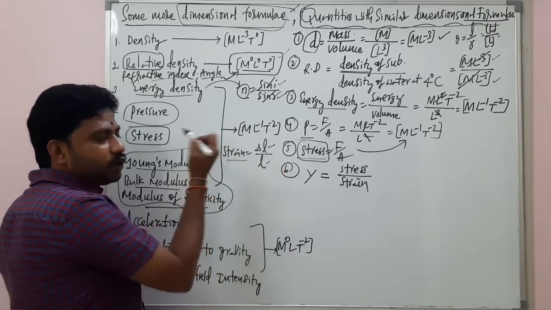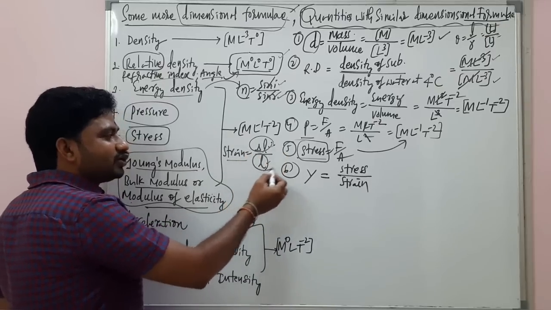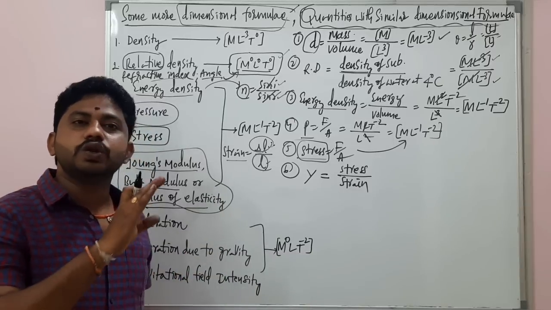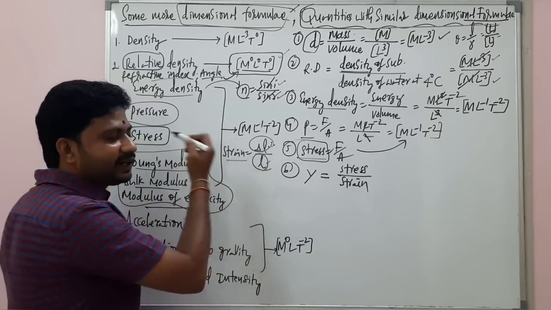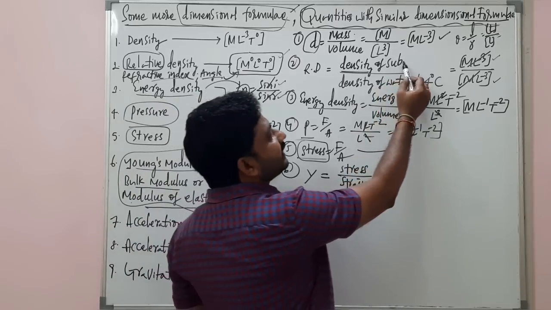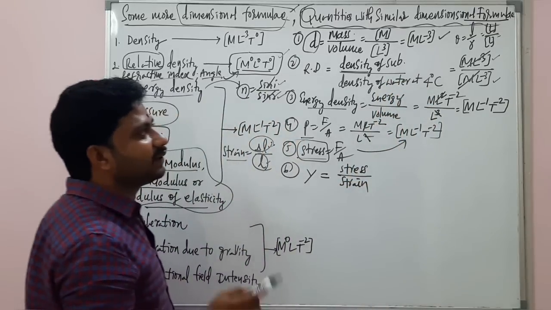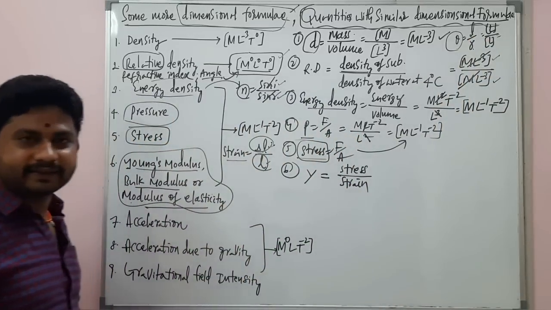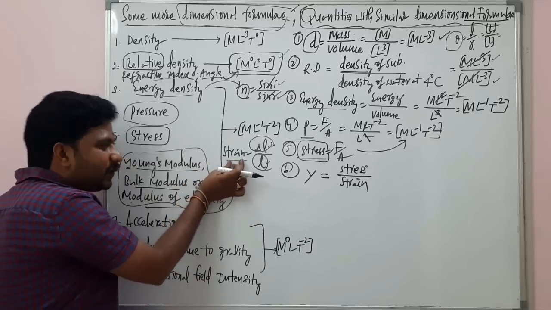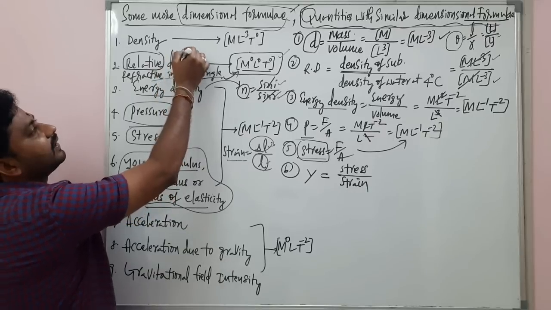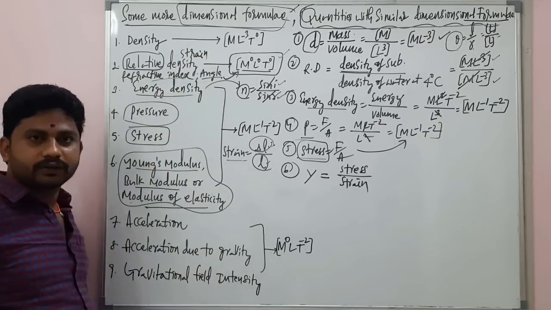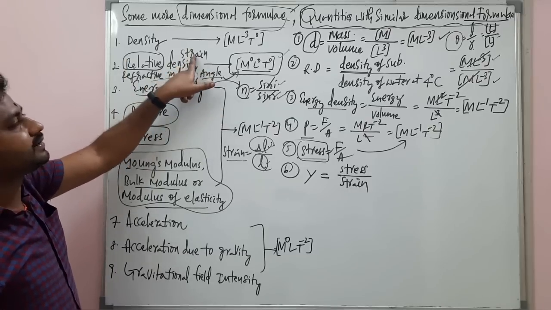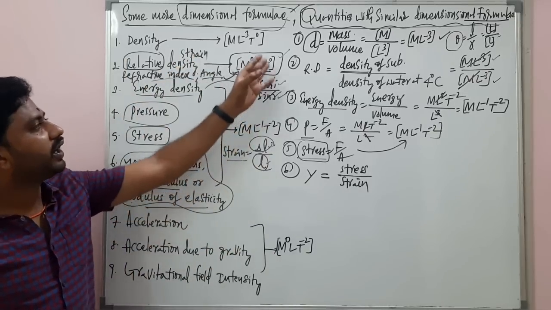Strain is change in length by original length. So this is length and this is also length. Will there be any dimensional formula for the strain? No, because numerator and denominator have the same physical quantities, so no unit. So can I include strain here? No dimensional formula: relative density, refractive index, angle, strain. M0 L0 T0.